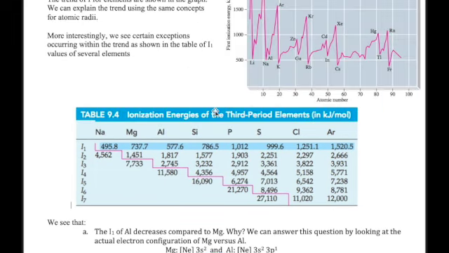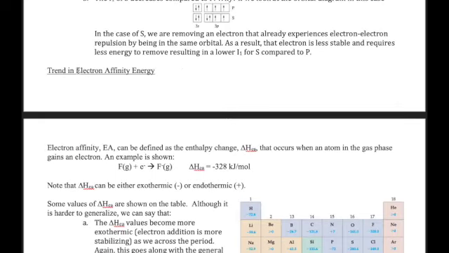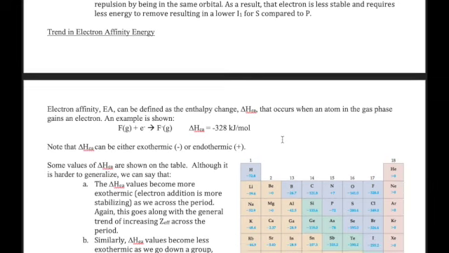When you're going through this chapter, think about explaining both the trend as well as the exception that we observe here. Let's take a look at one more property that shows a trend, which is electron affinity. This is the energy that you observe when you're adding an electron to a species. That species could be an atom or an ion in a gas phase. So for example, for fluorine, when an electron is added to make a fluoride ion, it is negative 328 kilojoules per mole. So that's the first electron affinity for fluorine.